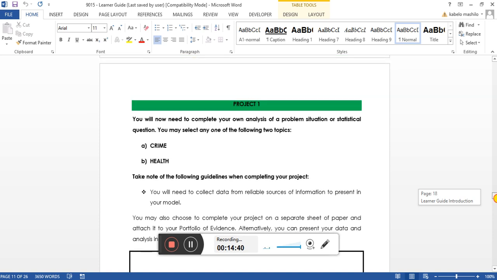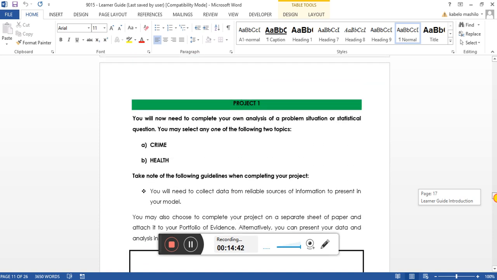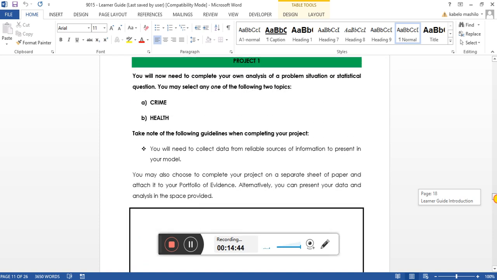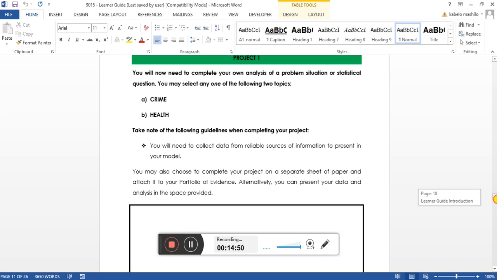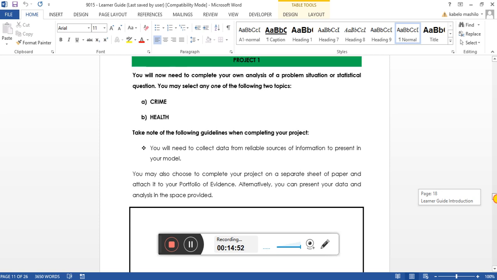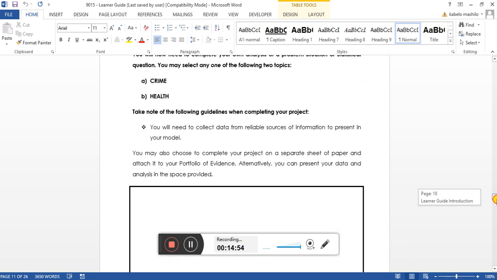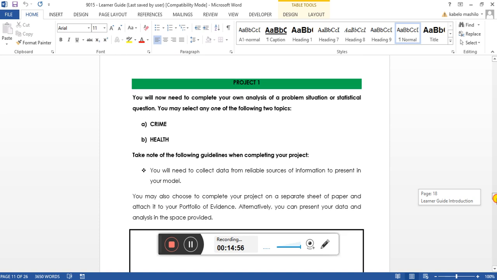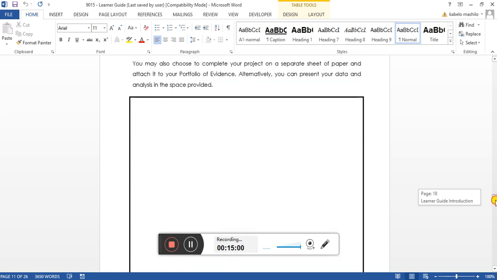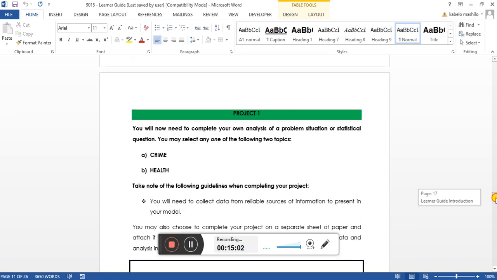So in this project, what you need to do is choose one of the topics, crime or health, and then collect data from a reliable source. You could go to Google, find a reliable source that provides information and data about that, and then provide it as your activity. So this is compulsory, you have to do this.